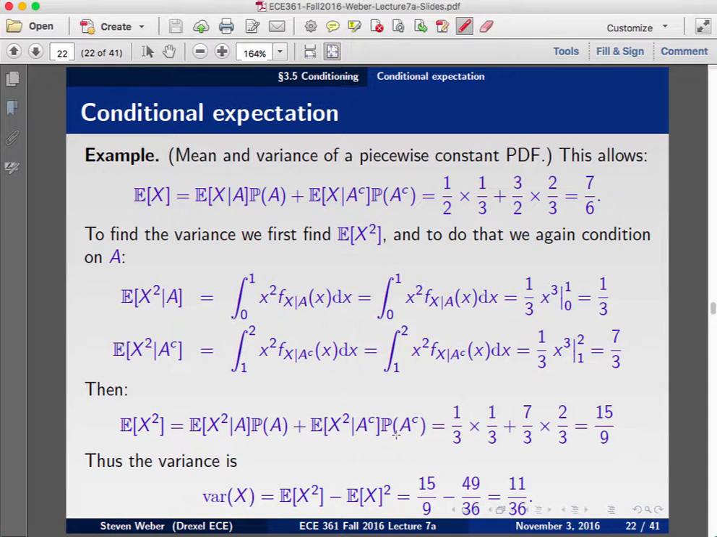Again, we just computed the expected value of X squared given A and given A complement, so that's where the 1/3 and the 7/3 come from. And we got 1/3 and 2/3 for the probability of A and the probability of A complement on the previous slide. Put it together, you get 15/9. Finally, we'll use our formula: the variance of X is the expected value of X squared, or 15/9, minus the expected value of X quantity squared. 7/6 squared is 49/36, and this becomes 11/36. Okay, so make sure you study this example to see the thread of the ideas.